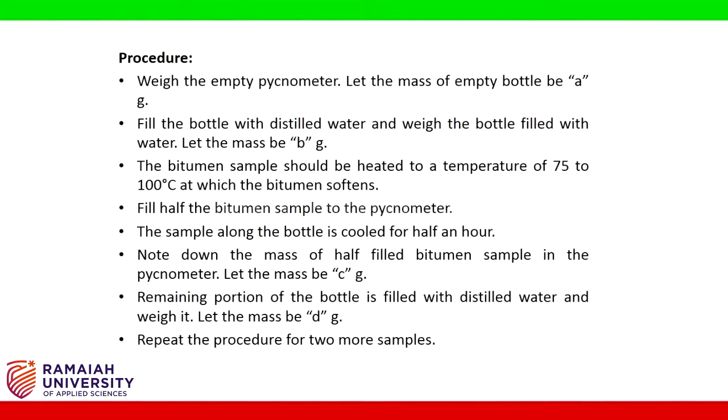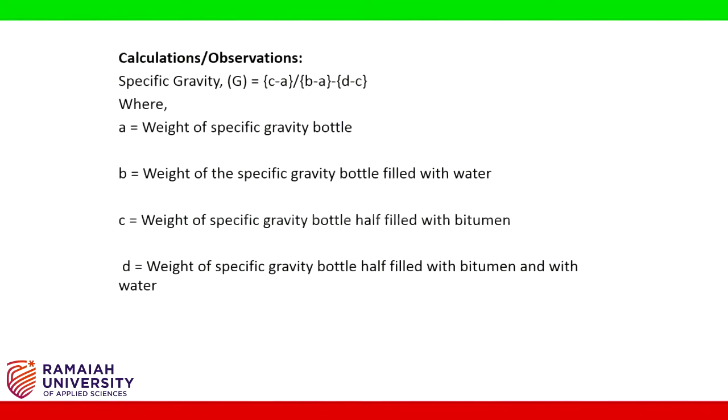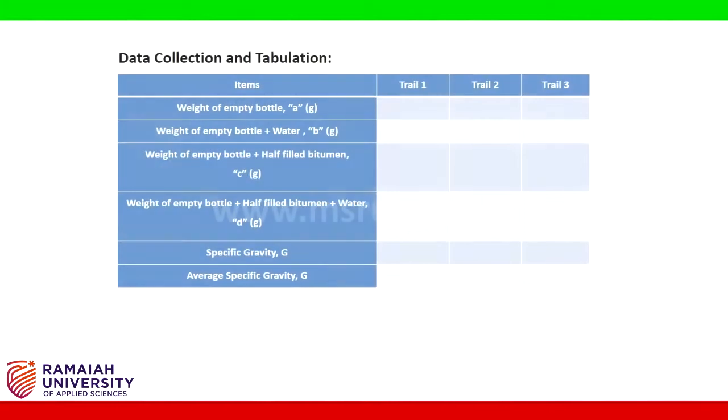The remaining portion of the bottle is filled with distilled water and weighed. Let the mass be D grams. Repeat the procedure for 2 more samples. Calculations and observations in terms of specific gravity are made. Data collection and tabulation is as shown in the table.